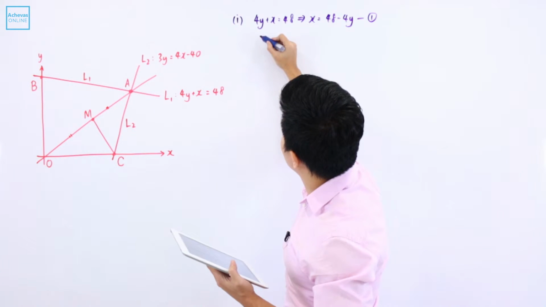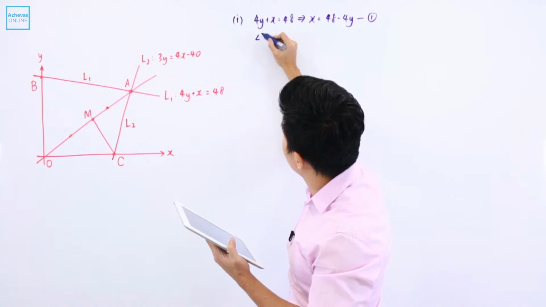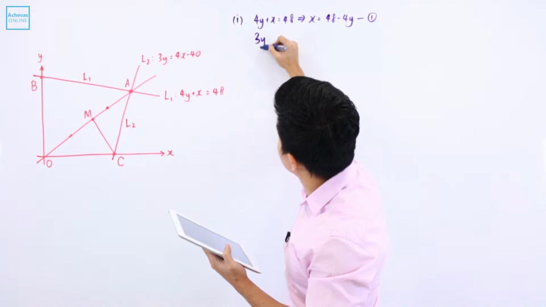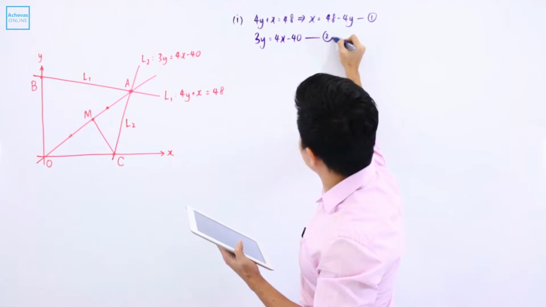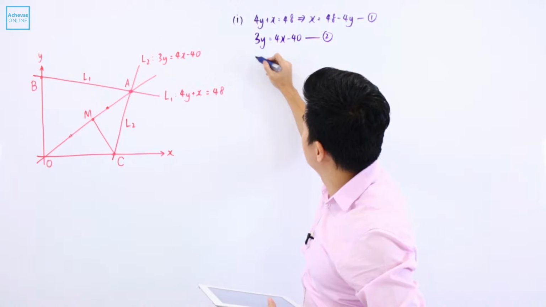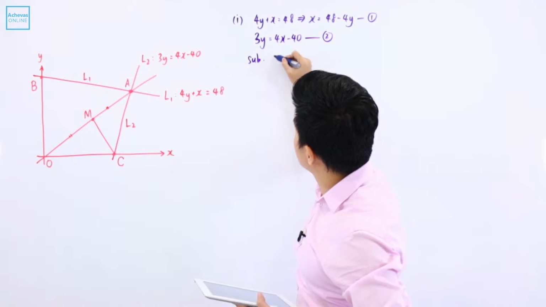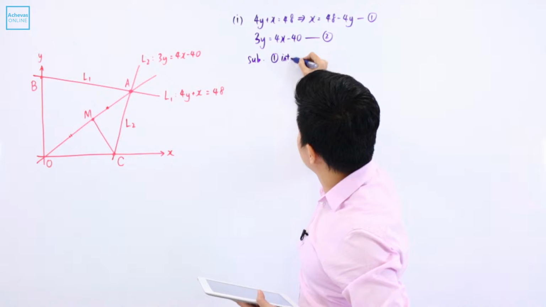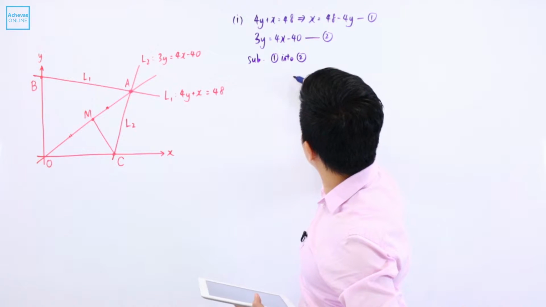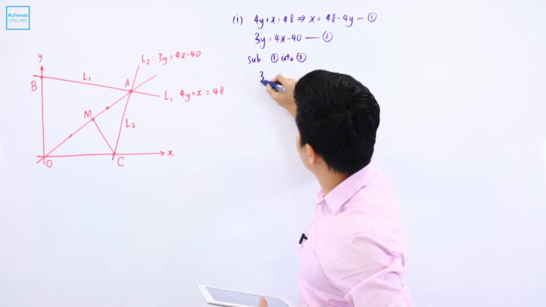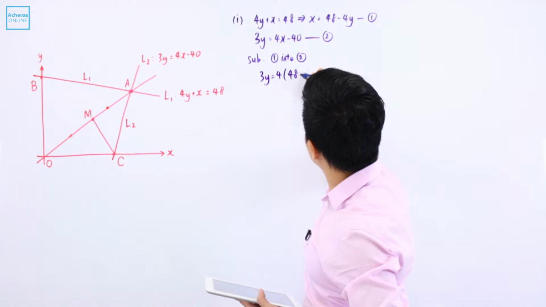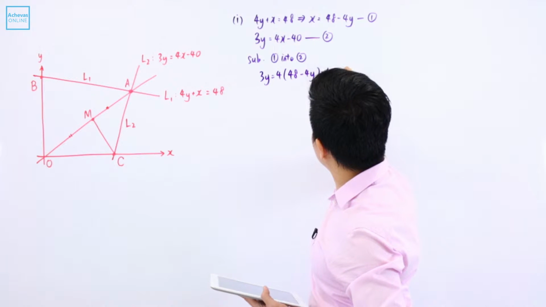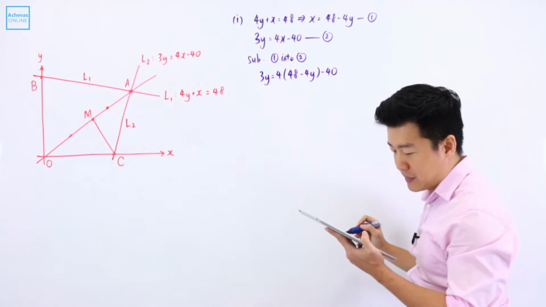Then for L2, I have 3y is equal to 4x minus 40. This, I'm going to let it be equation number 2. So if I were to substitute equation number 1 into equation number 2, that means I'm going to have 3y is equal to 4 times x, which is 48 minus 4y, minus 40.